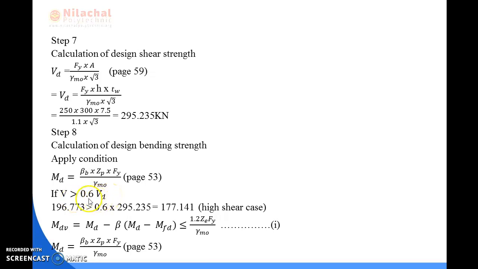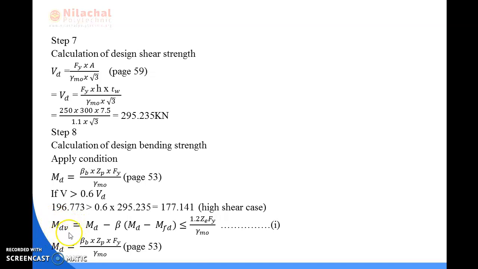So by putting 0.6 into VD value, we got the value 177.141. By comparing these two conditions, 196.773 is greater than 177.141. That means it is a case of high shear, as V is greater than 0.6 VD is satisfied here. Next, we have to find out the MdV value.